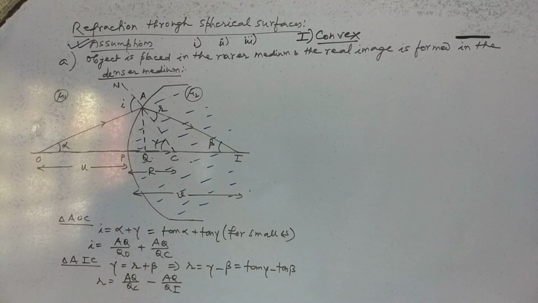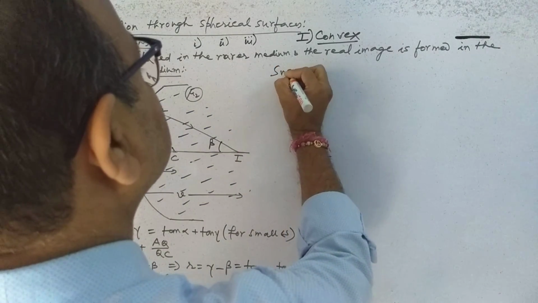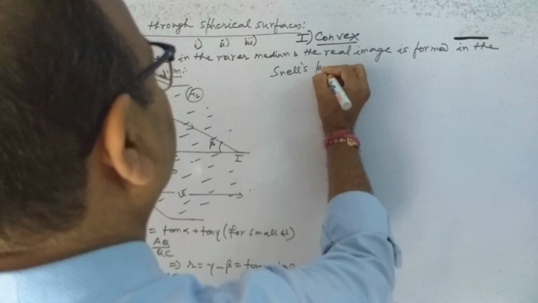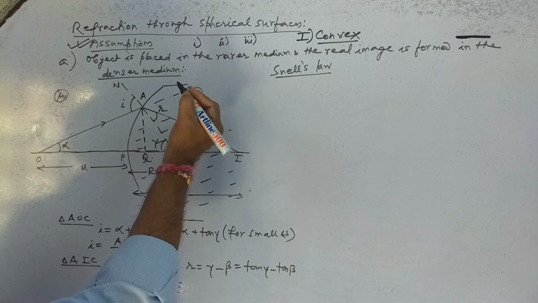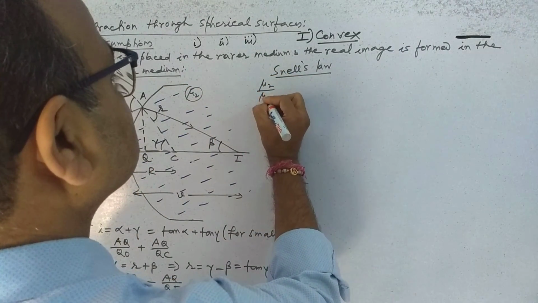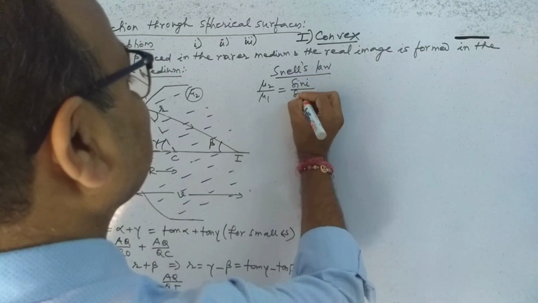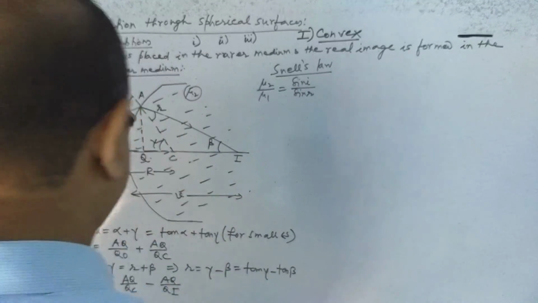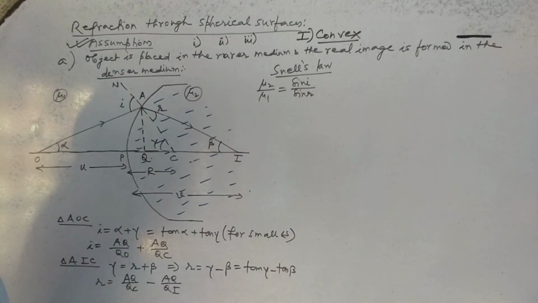After that let us apply Snell's law. How to apply Snell's law? For rays traveling from mu1 to mu2, the refractive index of the denser with respect to the rarer is sin i by sin r. Mu2 by mu1 is equal to sin i by sin r.